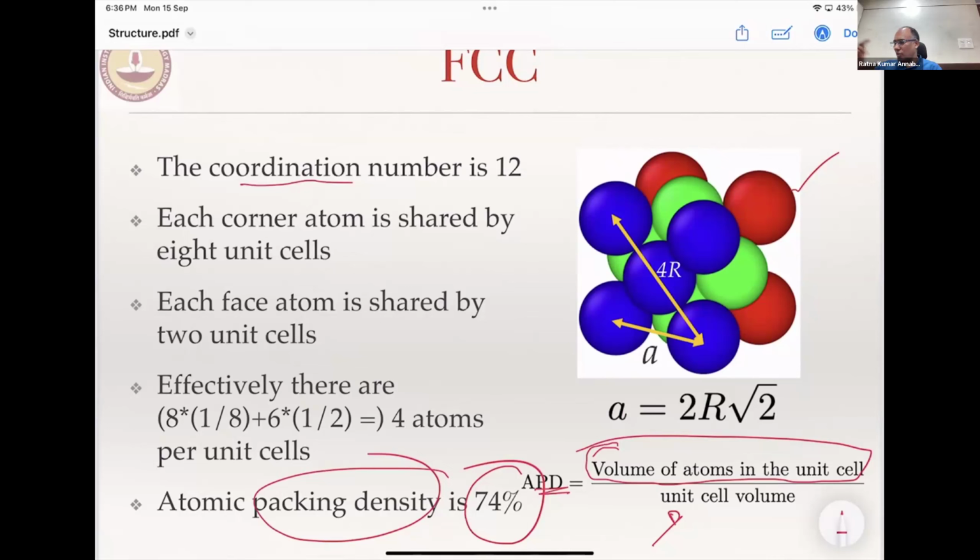Now let us look at this one. How many nearest neighbors are there for this atom? Let us take one corner atom. The number of nearest neighbors is 12. That means this atom has a coordination number of 12.